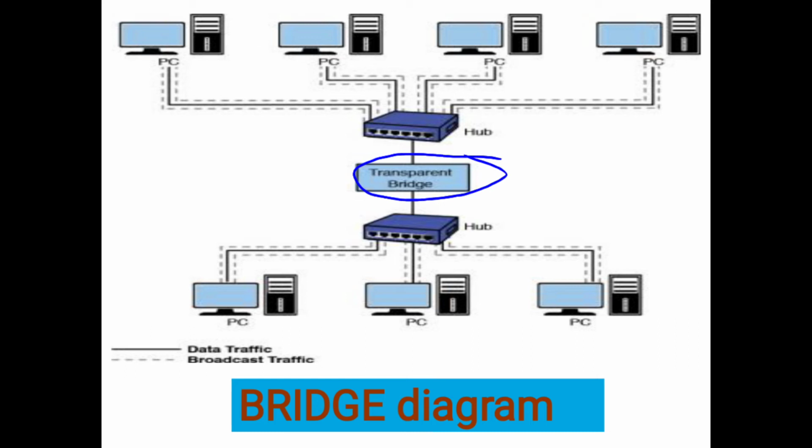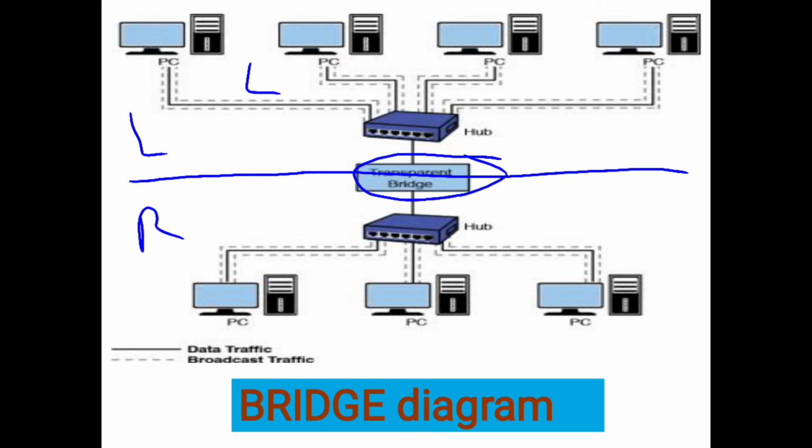Your bridge is made this way, dividing it into two equal parts, your left part and your right part. Same way here also it is doing the same thing. Once the bridge is installed, your whole LAN network is divided into two equal parts. You can see there are 4 computers over here and 3 computers over here. So first thing is, when we install a bridge, the network gets divided into two equal parts.